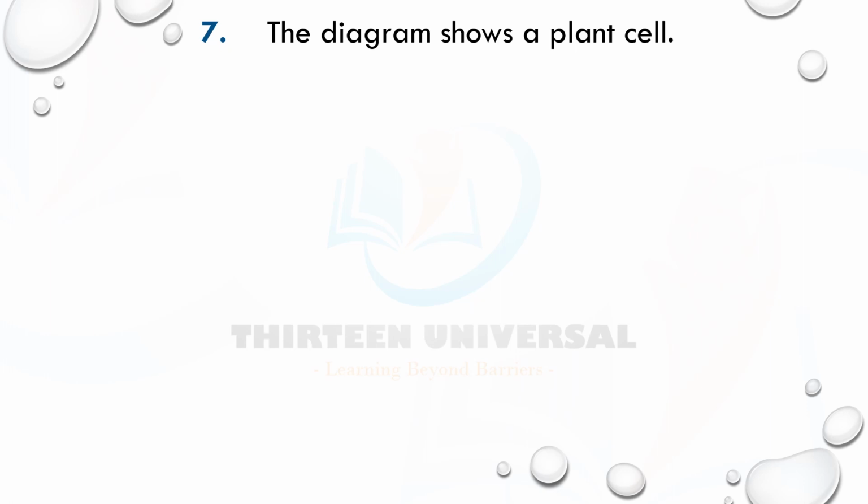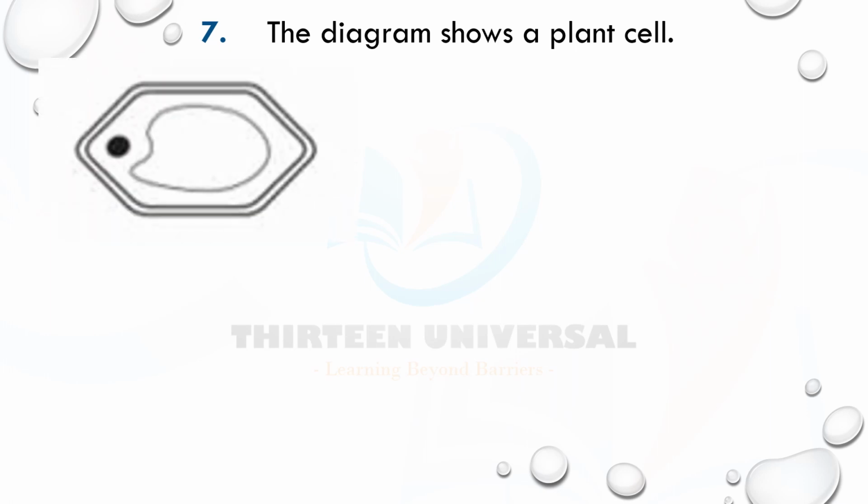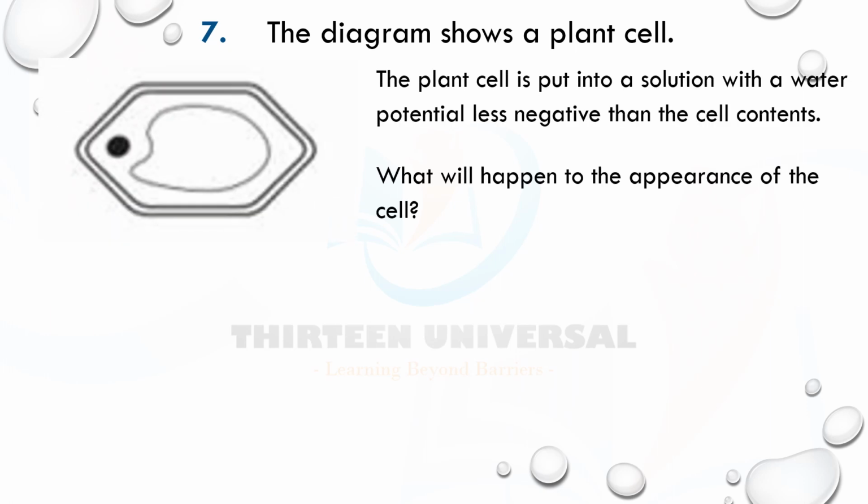Number 7 says the diagram shows a plant cell. You can see that, that's a plant cell. So the plant cell is put into a solution with a water potential less negative than the cell contents. This is very important: a water potential less negative than the cell contents. So what will happen to the appearance of the cells? Please, before we go on, when they say less negative, what does it mean? Tell me.